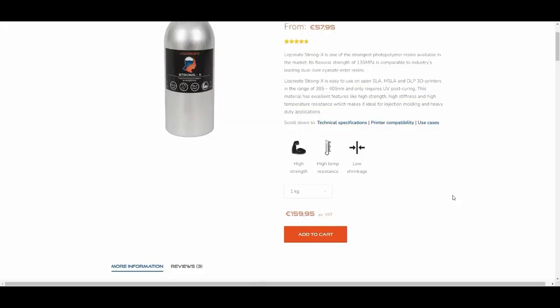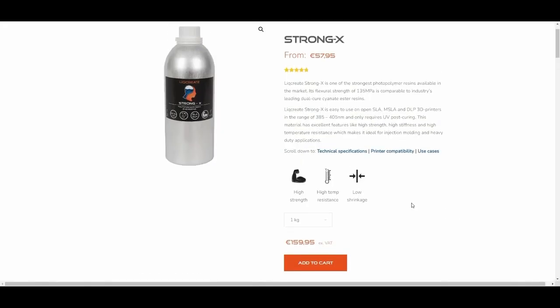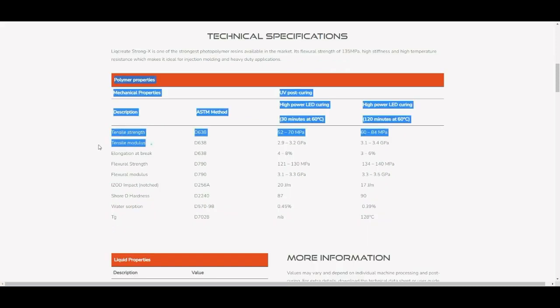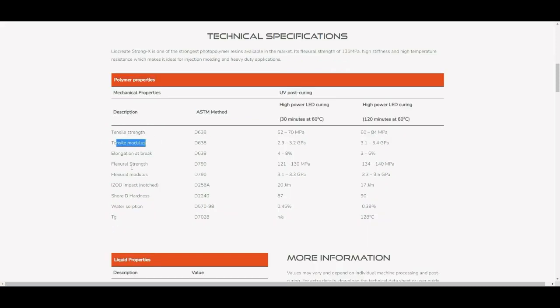A couple days ago, this resin really caught my eye. It's called Liqcreate Strong-X. If I look at the specifications, it measured tensile modulus. I don't pay attention to tensile modulus. I'm more interested in the tensile strength, which is 52 to 70 MPa, which is super strong. 5 times stronger than the Phrozen, which is 10 MPa.